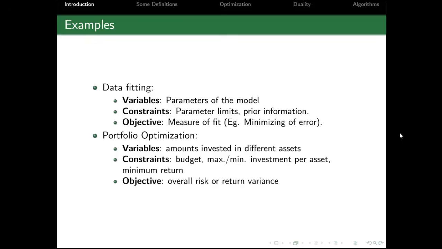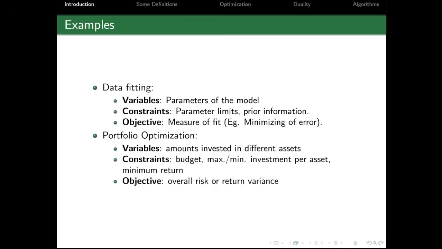And what would be the objective? We would try to get the best fit for the model. One way of doing this would be minimizing this error, and in linear regression we've seen how to minimize the squared error. That forms the objective of the optimization problem.